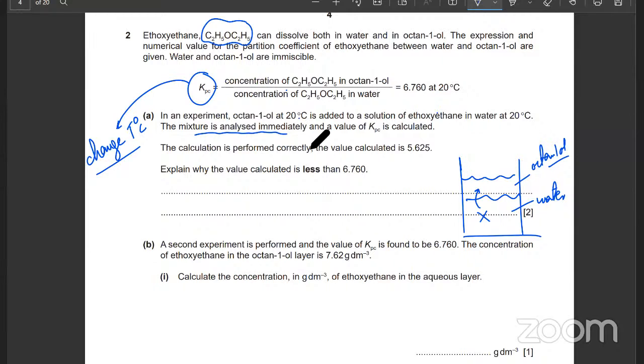So if you immediately analyze the results, there's obviously going to be more concentration of X in water and less concentration of X in octane 1-ol because the equilibrium has not been reached. The equilibrium constant Kpc can only be calculated if the mixture is already at equilibrium. So that's the error that you're making. You shouldn't have done it immediately. Yes, sir. Makes sense.